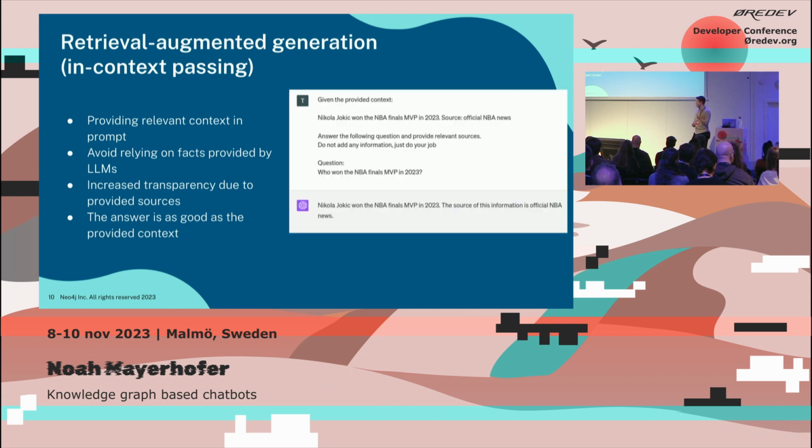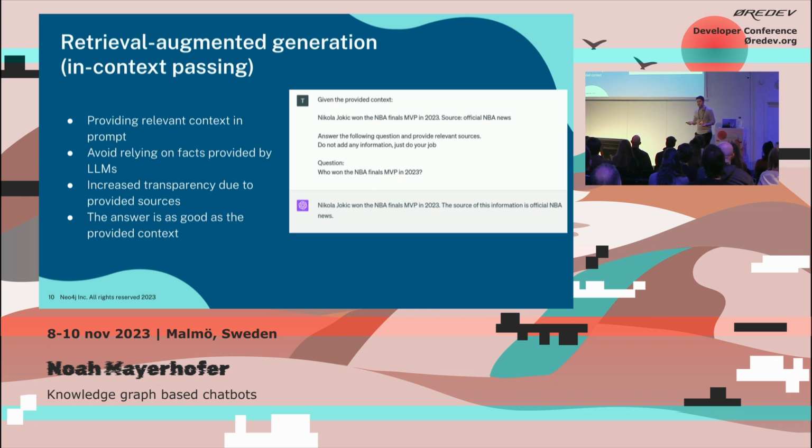And an example of this we have right here, where I asked the question, who won the NBA Finals MVP in 2023? And as we know from before, it couldn't answer questions about information in 2023 because it didn't know about it. But if we start here by giving some relevant information, here we have given a headline from official NBA news of who actually won the MVP. Then we can see that ChatGPT happily answers the question and also cites sources. So it says the information is from official NBA news.